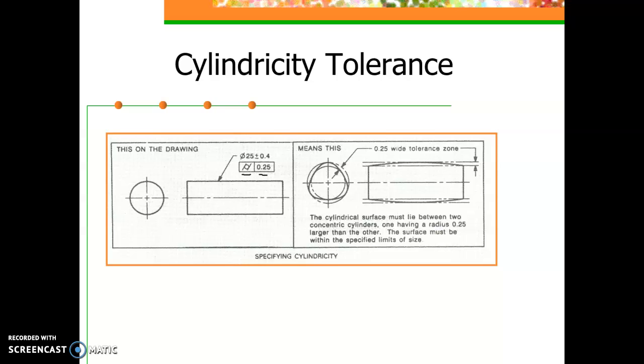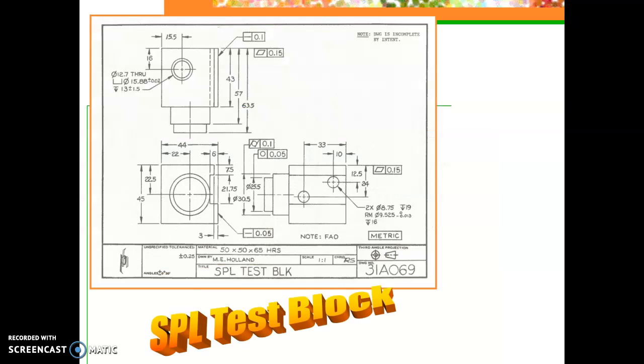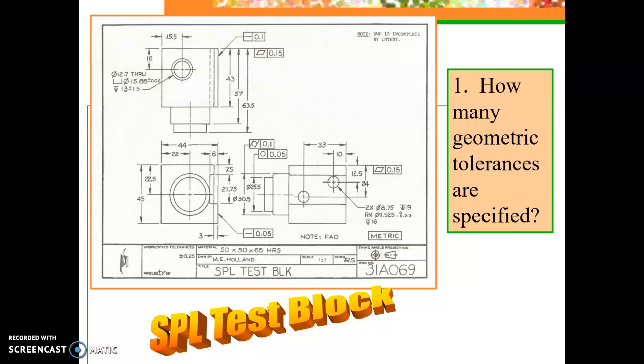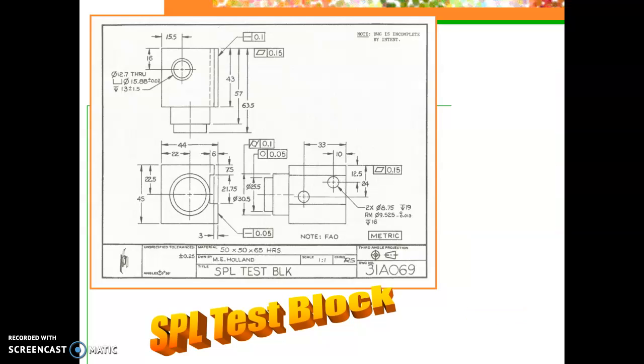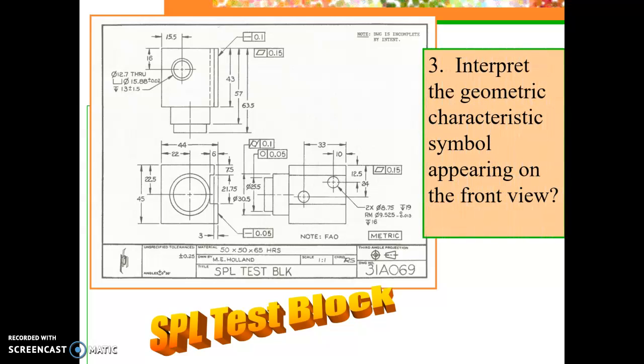All right, let's look at an example here before we wrap up this first video. In this example, the first question is, how many geometric tolerances are specified? So I see 1, 2, 3, 4, 5, 6. There are 6 geometric tolerances specified in this drawing. Interpret the geometric characteristic symbol appearing on the front view. So this is the front view. The geometric tolerance appearing here is a straight line. That indicates straightness.